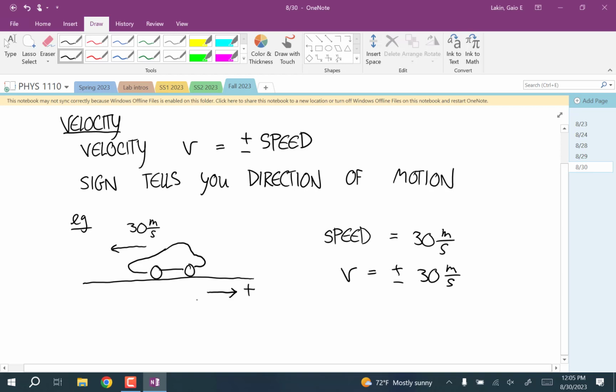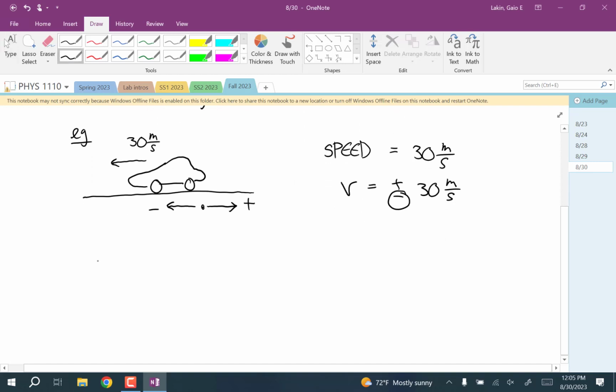In this case, if the positive is going to the right, that means the negative is going to the left. So this car is moving in the negative direction, so the velocity is negative 30. Okay? And so if you know the sign of the velocity, you know the direction the car is moving. Velocity of 0 is 0 speed, so that means it's not moving at all.